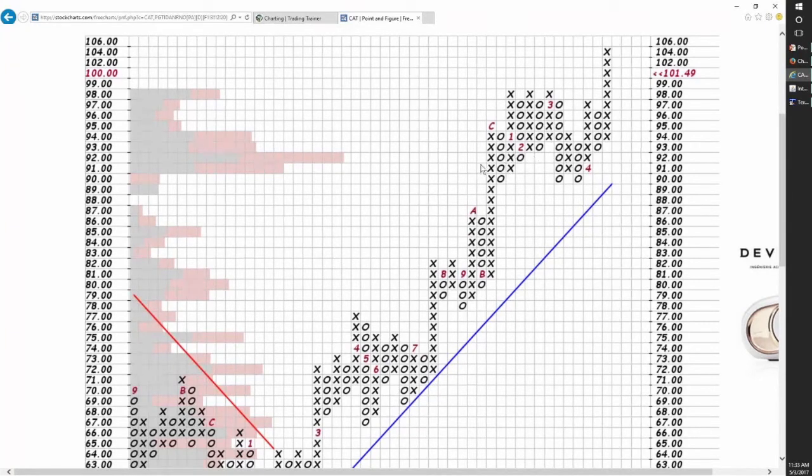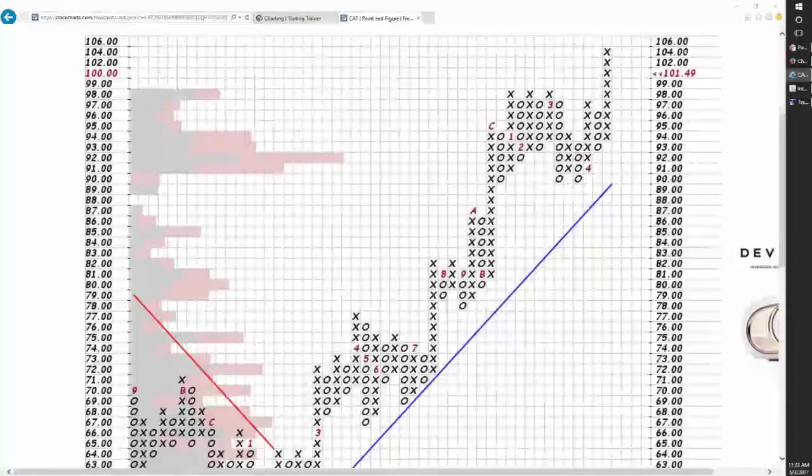That's why we like to see support tested many times, because the more times it gets tested, the more people jump on to the idea that this is the bottom. Same with the top. The more people who have limit sell orders waiting at $98, the higher the probability that when selling occurs, the price is going to drop. Make sense? How many with the show of hands does that make sense?